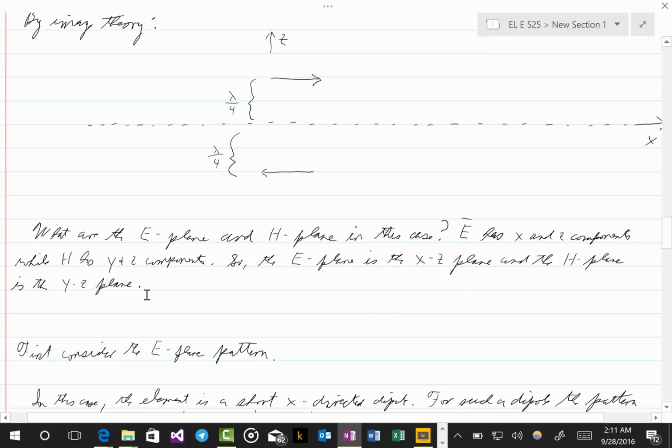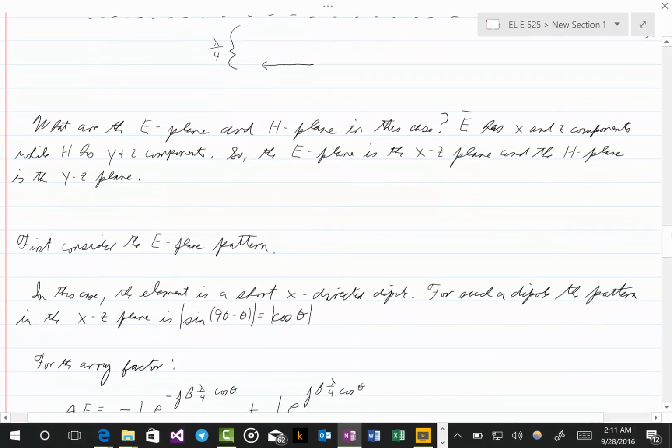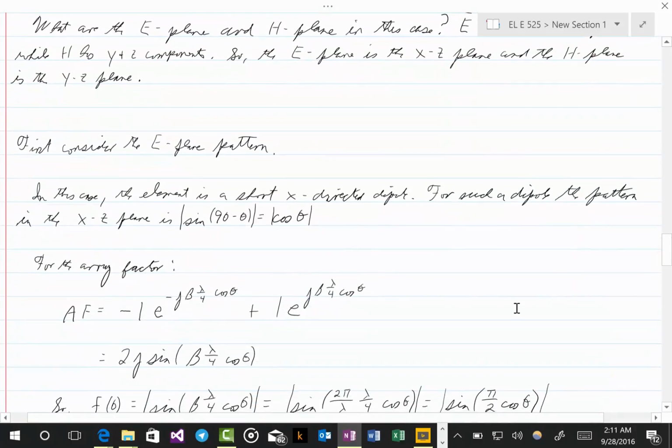So the E-plane is the same as it was for the vertical dipole, but our definition of the H-plane has now changed. It's no longer the XY plane, it is the YZ plane. So again, we will start with the E-plane pattern. Now, we learned before that for a Z-directed dipole, the element pattern was sine of theta.